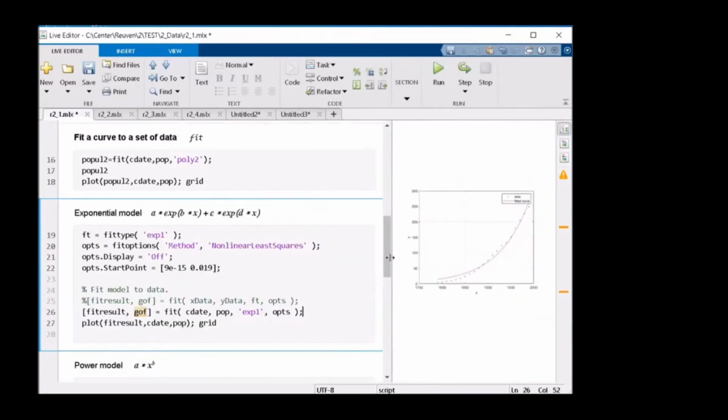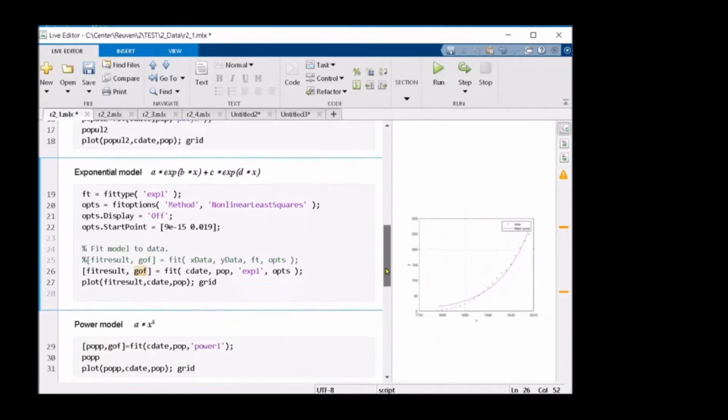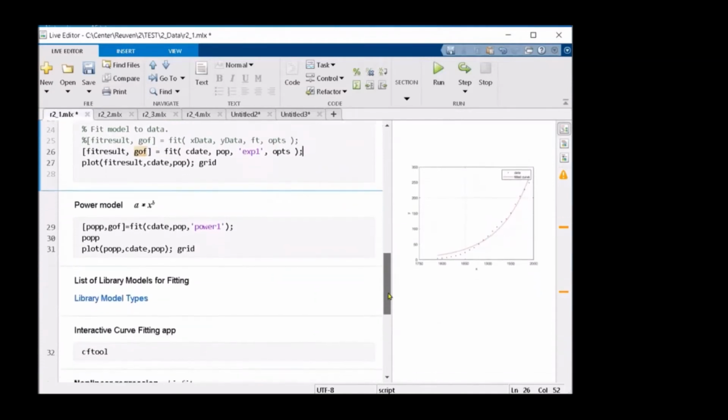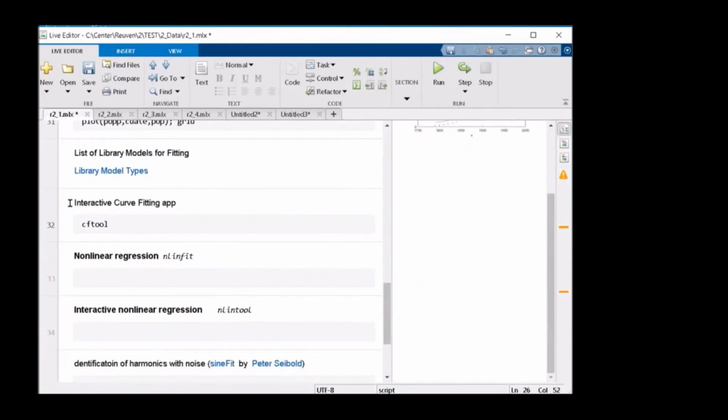You said that one of the methods is nonlinear least squares, but do we usually have other methods that we can use? Yeah, I will show you. You are asking about the second example, about nonlinear estimation. Let's go. Just here, after our interactive curve fitting application, there is an example of nonlinear regression.